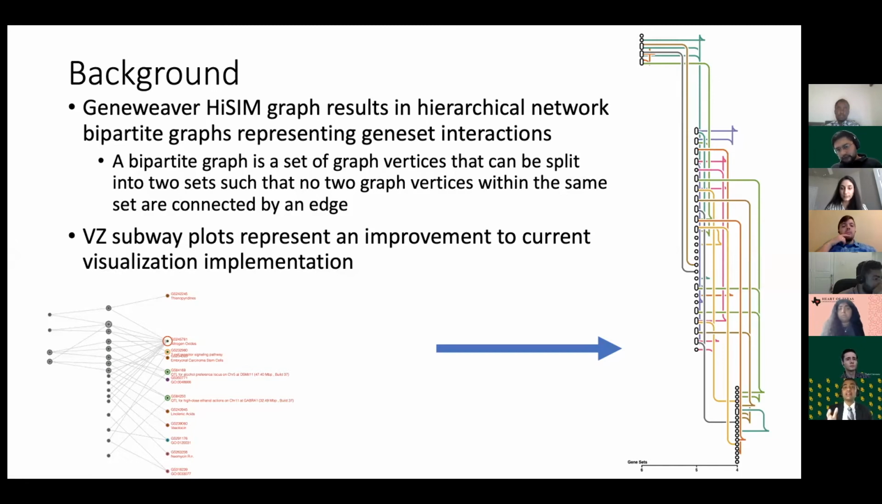The plots that we decided to implement for this improved visualization are called the BZ subway plots, and they represent an improvement to the current visualization implementation. We can see here on these graphs on the bottom, the graph on the left is the current existing GeneWeaver graph visualization for the HiSim graph, and the graph on the right is the improved subway plot visualization. And as you can see, the graph on the right is a lot prettier.